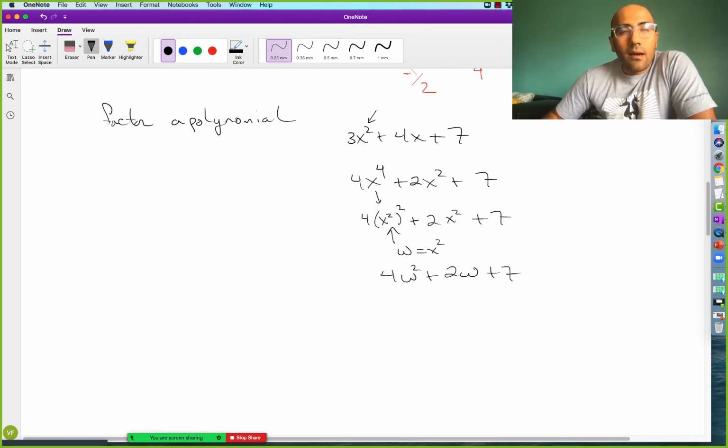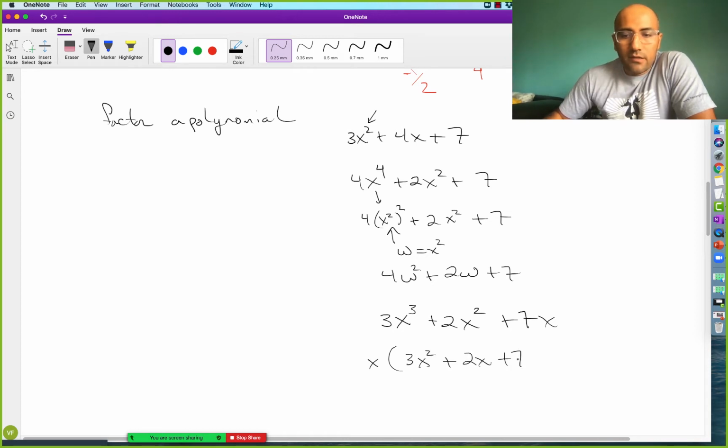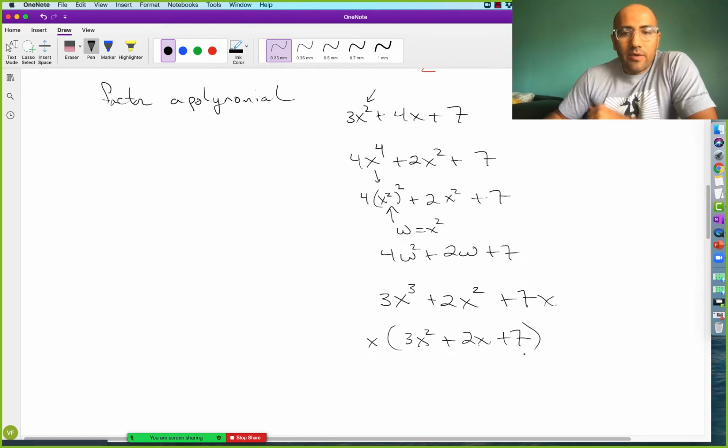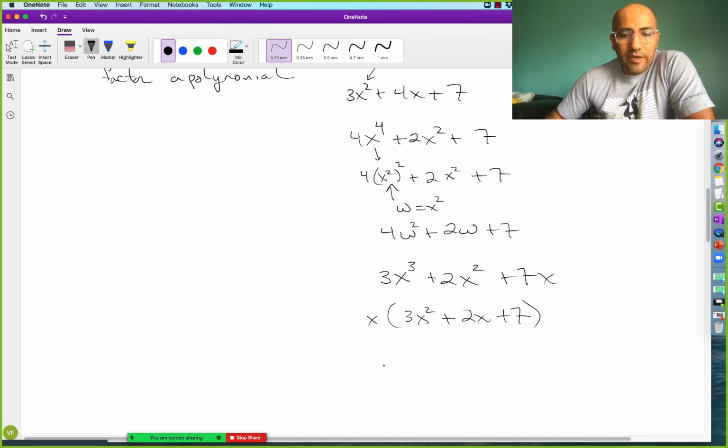And then another case, maybe you thought you were working with something degree 3, 2x squared plus 7x. Like, oh, this isn't a quadratic, it's degree 3. True, but they all have an x in common, so we can factor that x out and end up with something that goes back to quadratic. Right? Okay.